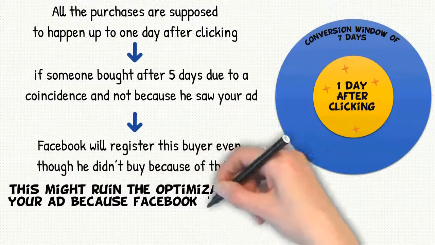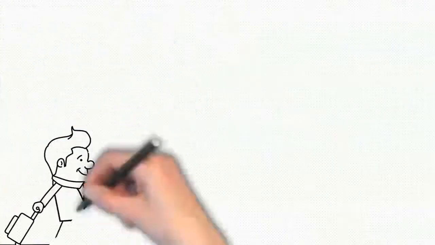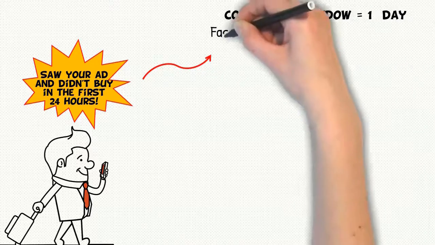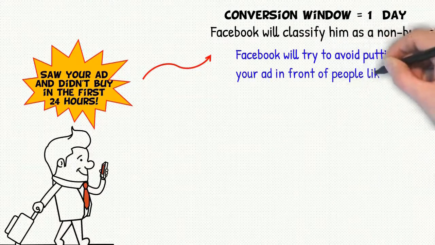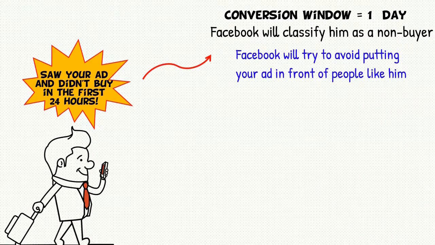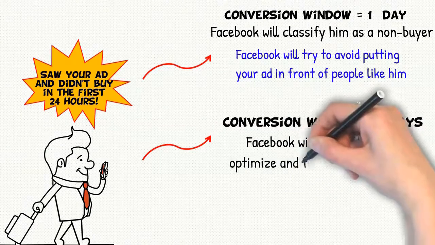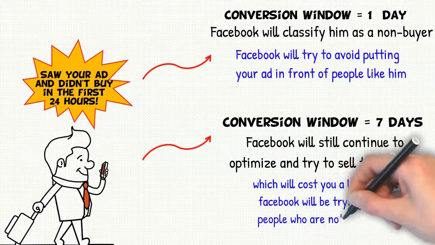Facebook collected irrelevant data. Besides, if someone saw your ad and he didn't buy in the first 24 hours after clicking, then Facebook will classify him as a non-buyer, and Facebook will try to avoid putting your ad in front of people like him. But if you choose a 7-day conversion window while expecting that the majority of your sales will happen in the first day, then if someone clicked on the ad and didn't buy, Facebook will still continue to optimize and try to sell this person, which will cost you a lot because Facebook will be trying to sell people who are not interested.